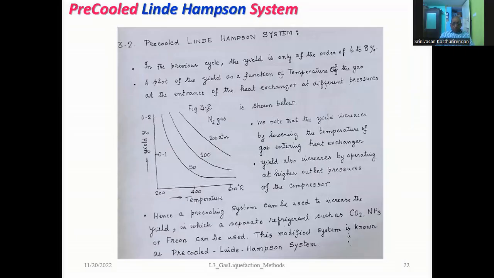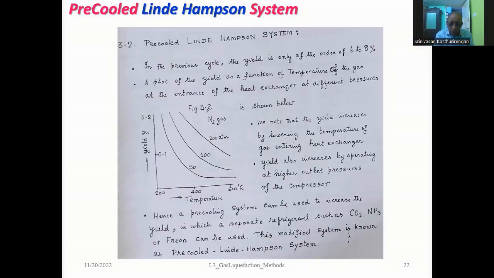Now we are going to discuss the pre-cooled Linde-Hampson system. In the previous cycle of the simple Linde-Hampson system, the yield is of the order of 6 to 8%. A plot of the yield as a function of temperature of the gas at the entrance of the heat exchanger at different pressures is shown in this diagram. We notice that the yield increases by lowering the temperature of the gas entering the heat exchanger. Yield also increases by operating at higher outlet pressures of the compressor.